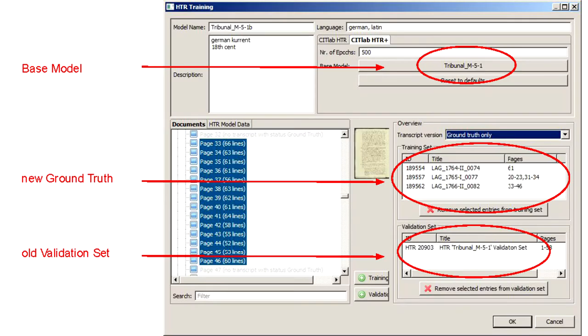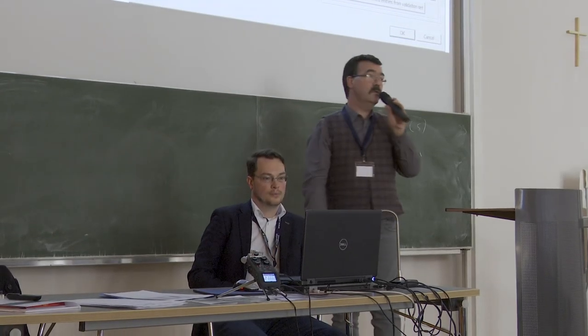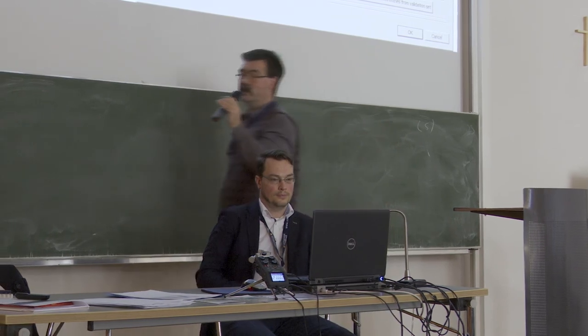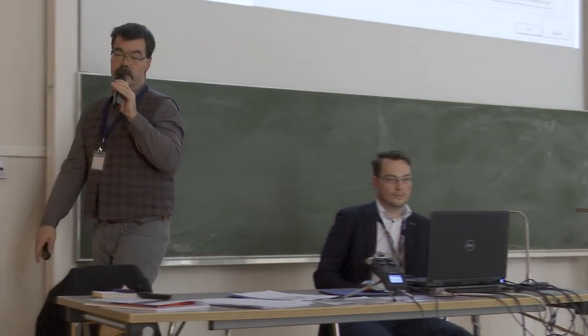And first I give you an idea how to start a training with base models, for all those who never did. You simply activate the filter, because you use the versions management. We did clear that you have to use the versions management, ground truth only. Then you choose the base model. In this case, I choose the base model from another project. This is quite good. Then you add only the new ground truth, not the whole 1,000 pages of the base model, only the new ground truth.